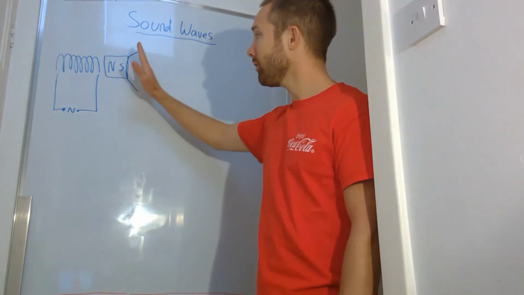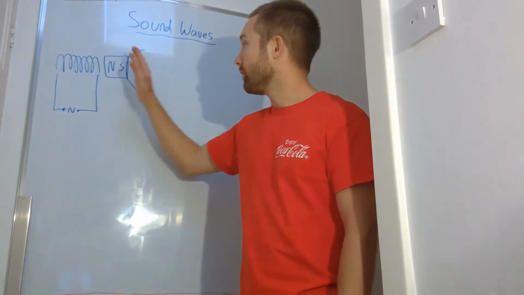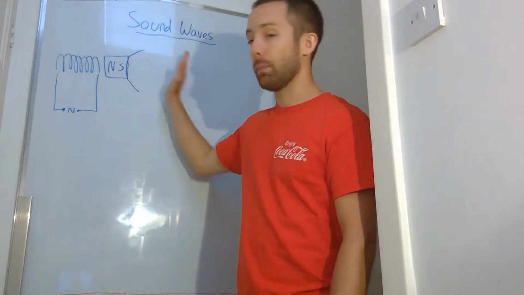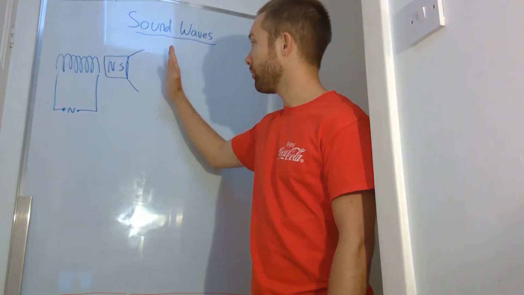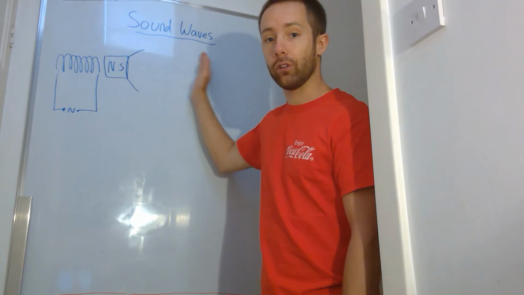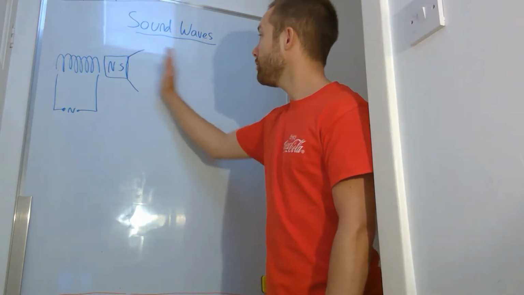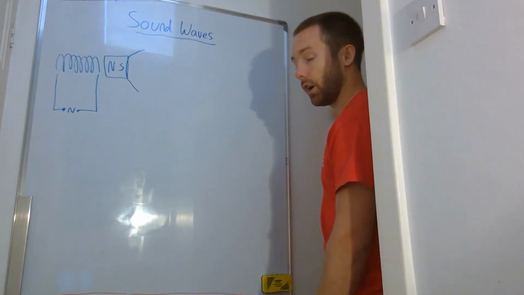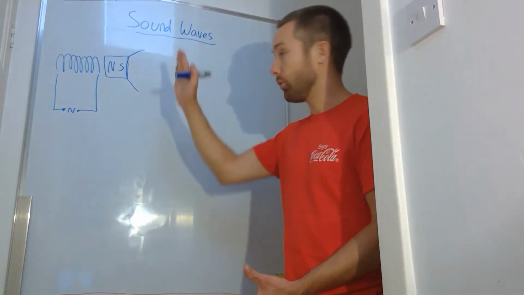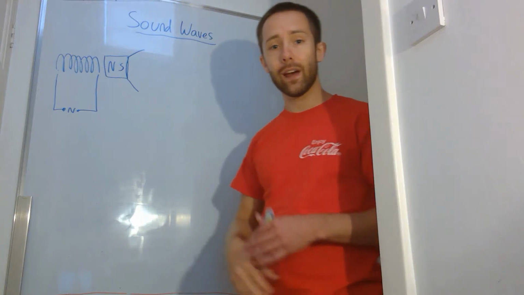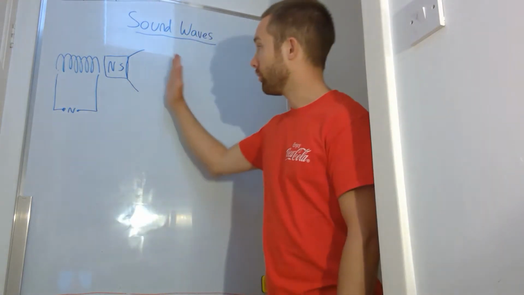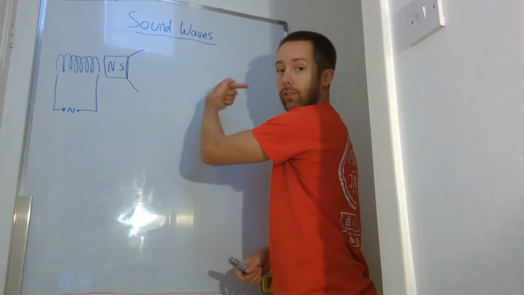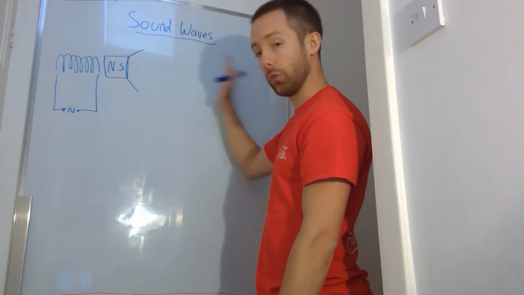Okay. Now this cone moving forwards and backwards is going to push the air particles forwards and backwards. So the air particles here are going to get pushed forwards and backwards. They're going to push the particles there forwards and backwards, and they're going to push the particles there forwards and backwards. And you will get a wave traveling through the air like this, okay? Now that is a longitudinal wave because the oscillations are parallel to the direction that the wave is traveling, okay? They're along the same direction, forwards and backwards.